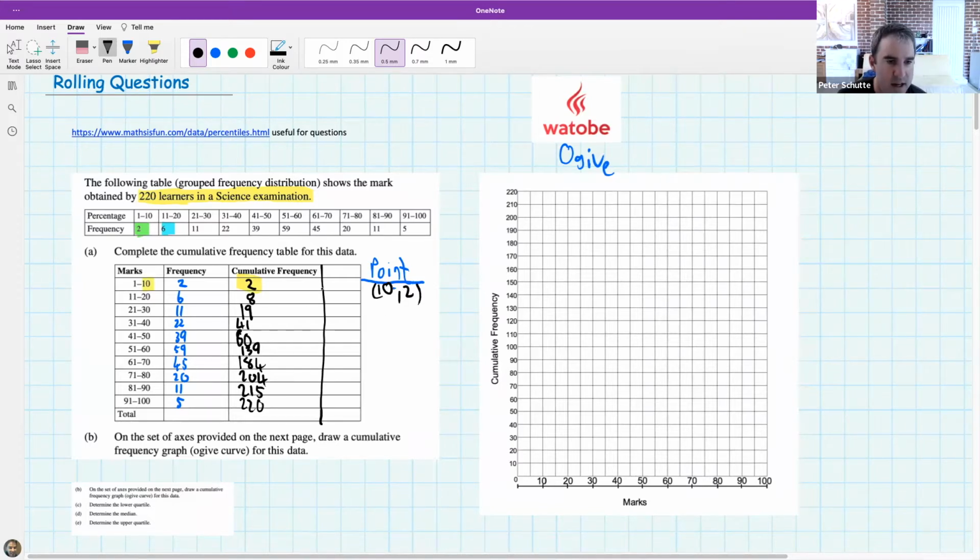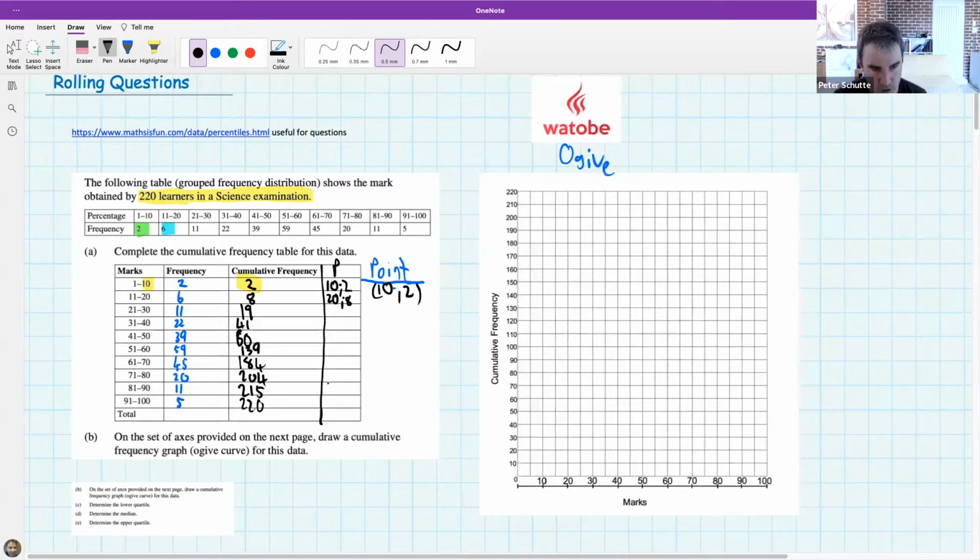Perfect. Okay. So everyone, what I want you to do is, I'm actually going to use this block here. So the very first point would be 10, 2, and the second one would be 20, so that's the end of the next interval, and 8.